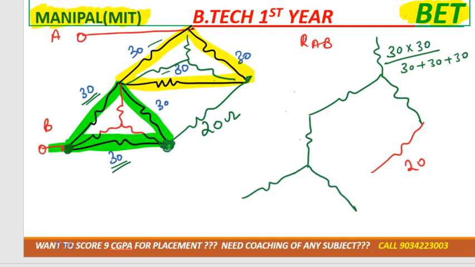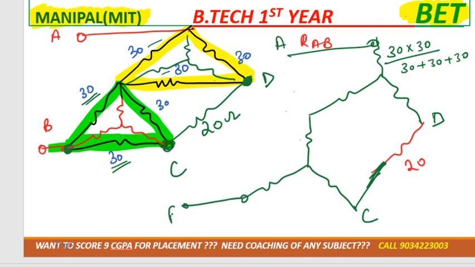Let us consider this point C. C is connected with the 20 ohm, so I'm connecting C with the 20 ohm. Consider this point as D. D is connected with the 20 ohm. Right? So this is A and this is B. Okay? If I solve it, then it would be 10 ohm now. So it is 10, 10, 10, 10, 10, 10. Correct?